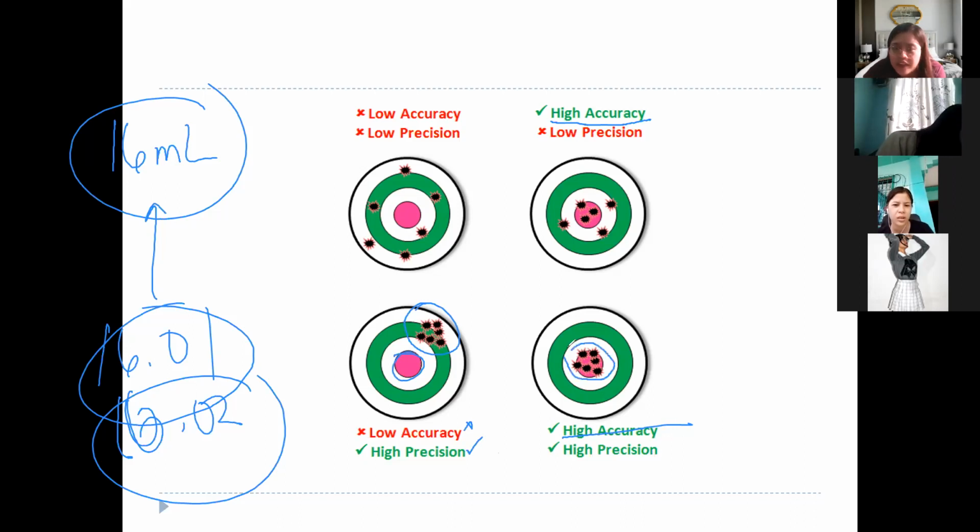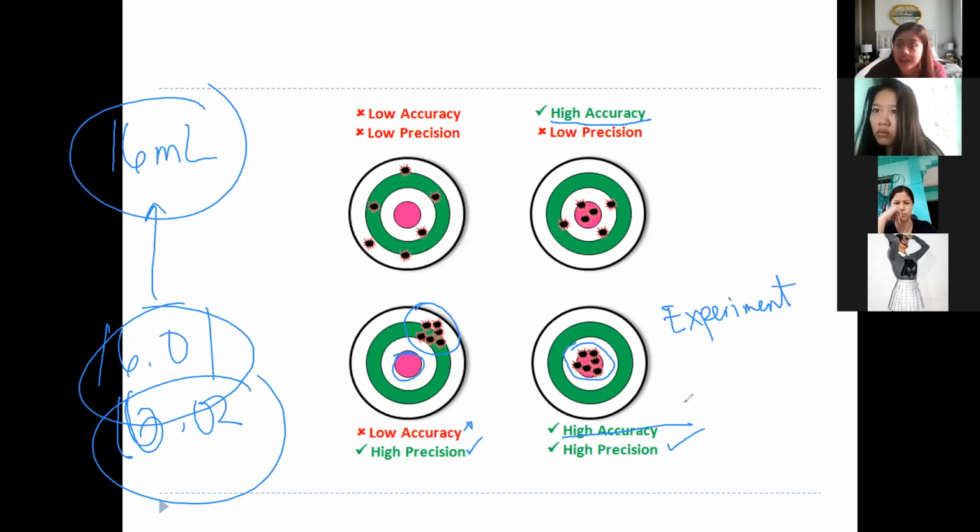This is the one we want in chemistry class. High accuracy and at the same time high precision. We have hit the bullseye. Our data is close to the true value and at the same time they are close with each other. That is what we want to get when we do experiments in the laboratory.